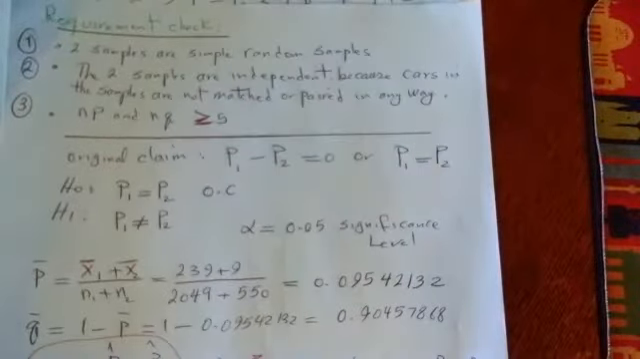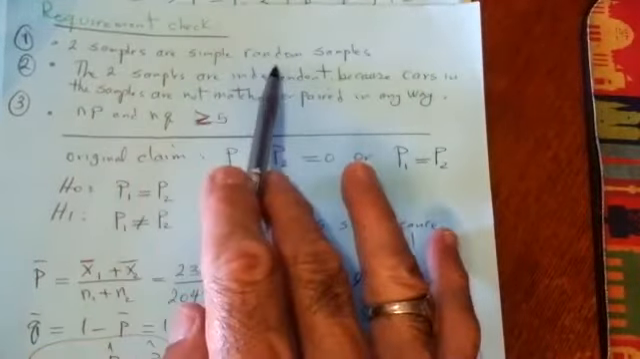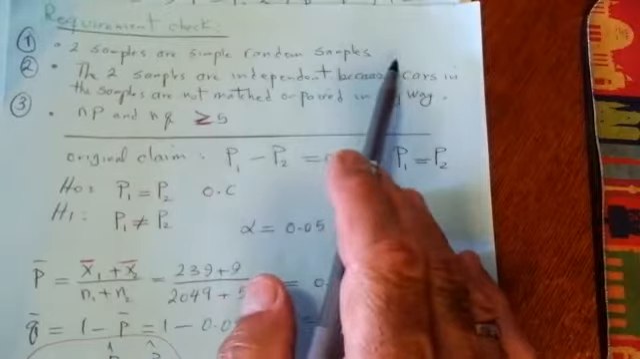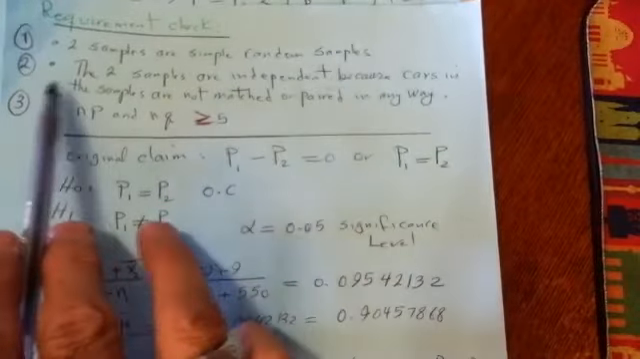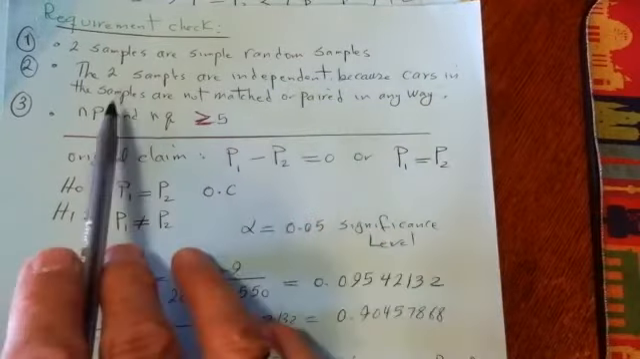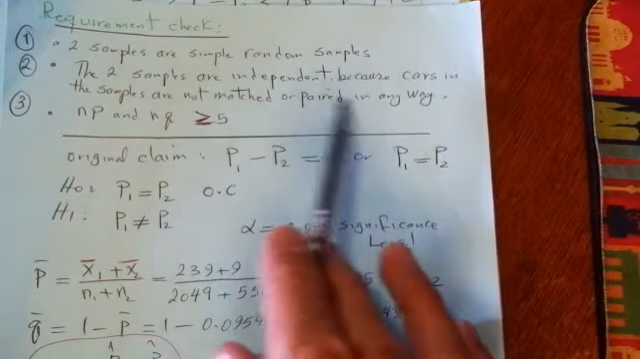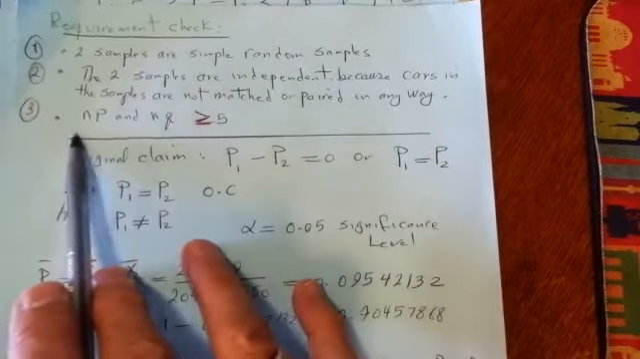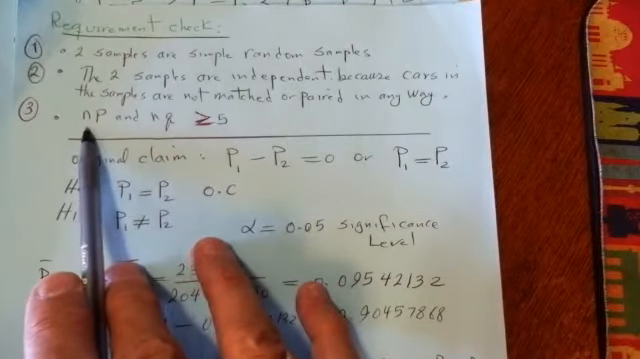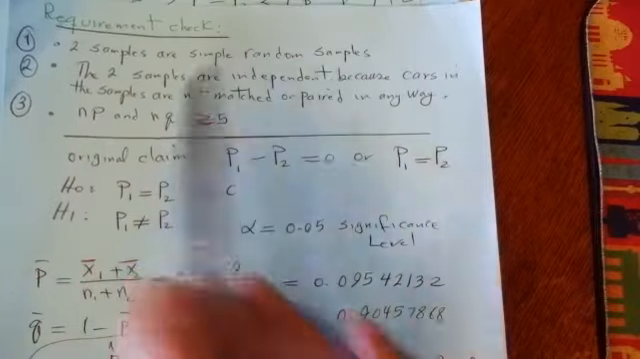Now, first you need to check the requirements. What are the requirements? The requirement is the samples always have to be random samples, which normally is the case for all the problems. Number two, the two samples are independent because cars in the samples are not matched or paired in any way. See, we are talking about two different states. And you want to make sure that when you take N multiplied by P, or N multiplied by Q, it is always greater than 5.